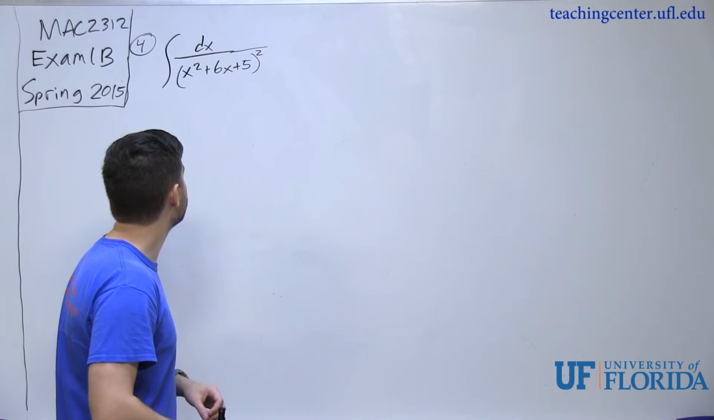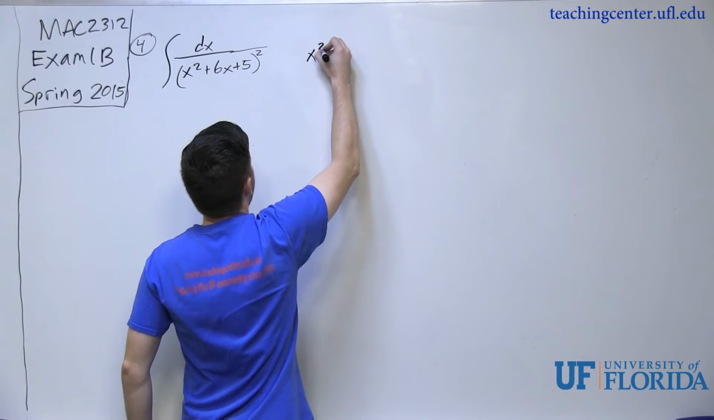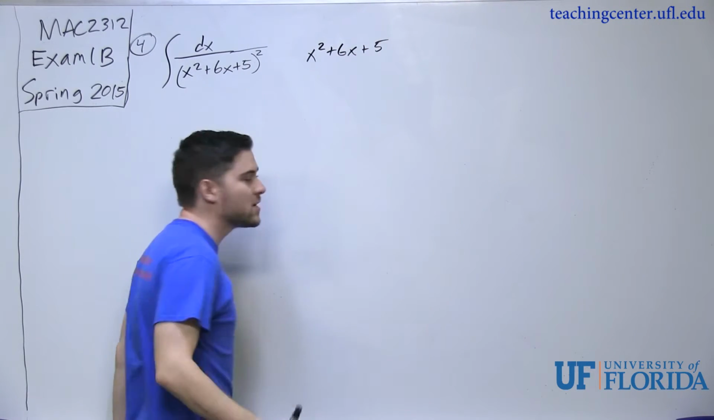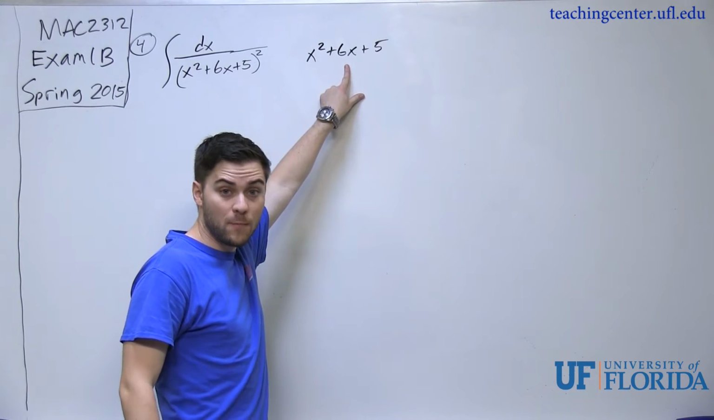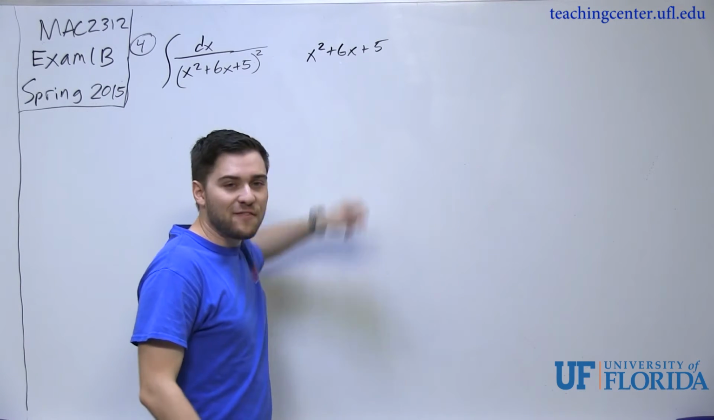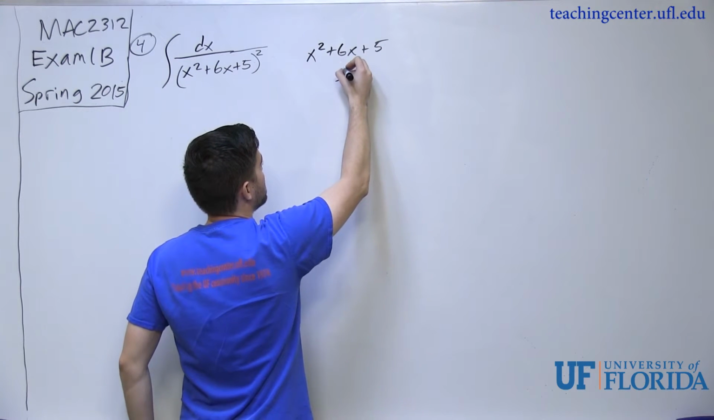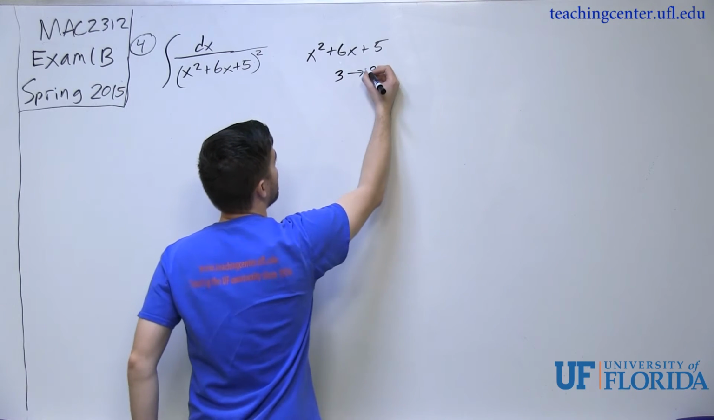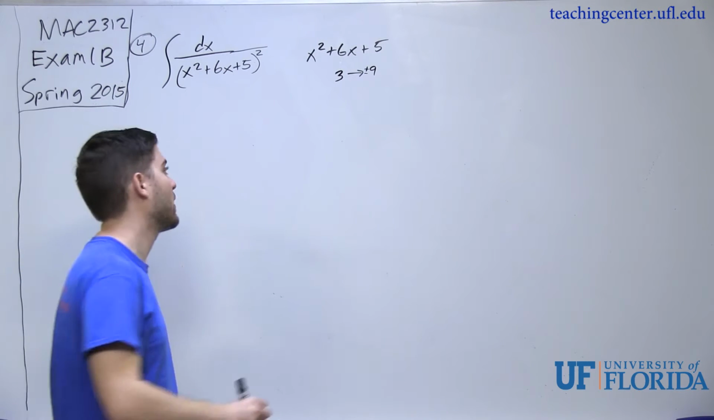So what I'm going to do is write this off to the side, x squared plus 6x plus 5, and go ahead and complete the square on this. To complete the square, I look at the middle term, the b term. I divide it by 2, so 6 divided by 2 is 3. And then I square it, so that becomes 9. So I'm going to add and subtract 9 from this equation to complete the square.